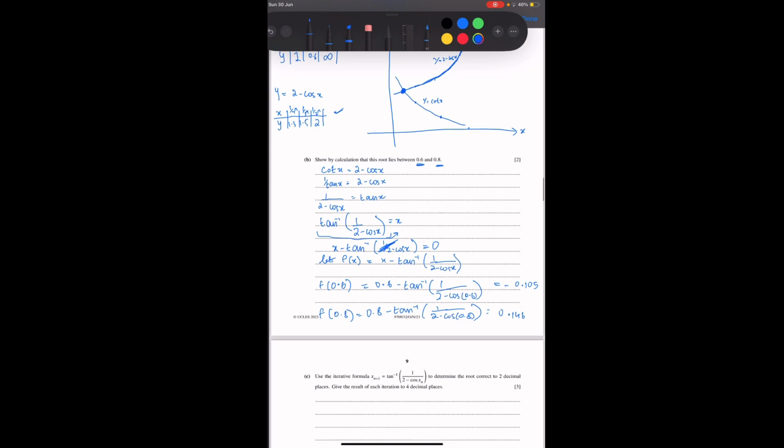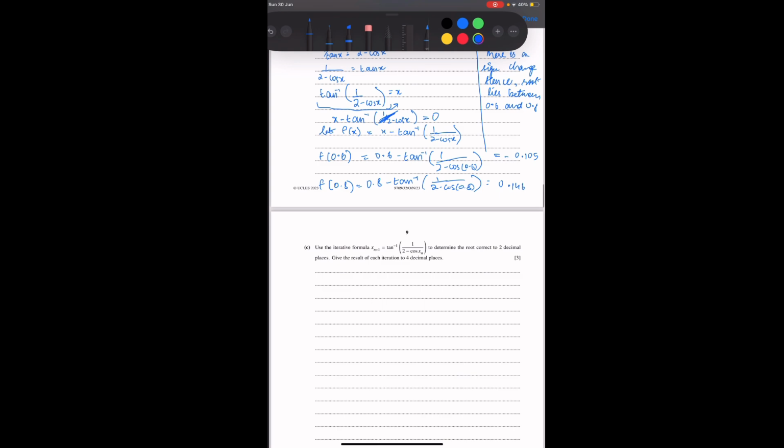And we can see over here that there's a sign change. You can write that there is a sign change, hence the root lies between 0.6 and 0.8. This is it for part B.